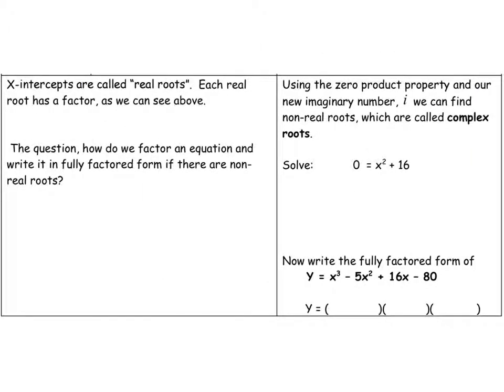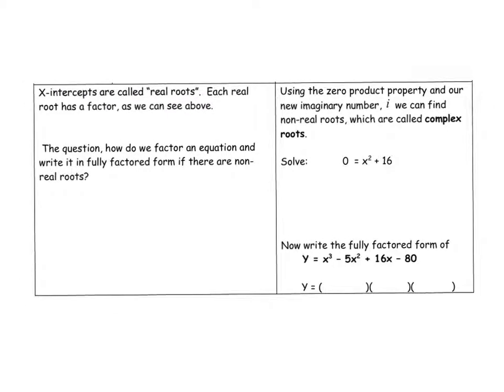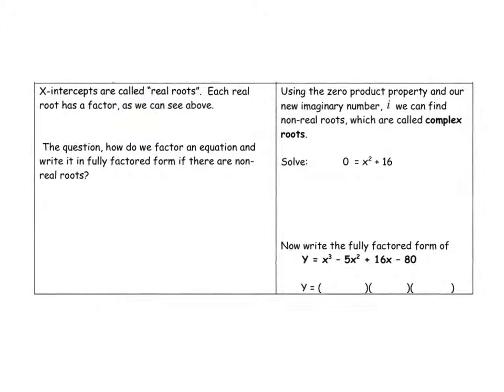So, scooch that down. All right. So x-intercepts, those are real roots. Each root has a factor, as we've done before. How do we factor an equation and write it in fully factored form if they're non-real roots? So this we really just did. I can actually just delete this one completely because it's not necessary.